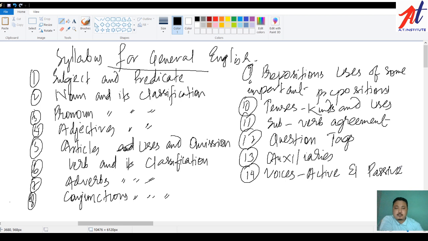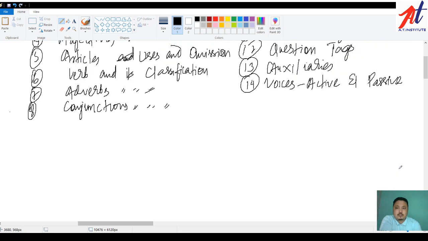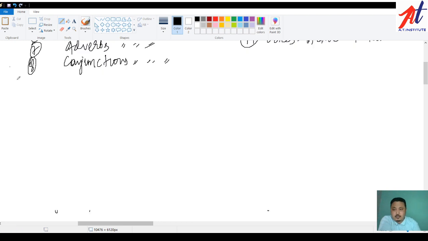Stop, please, to write. Or what you people can do is that you can take the screenshot as well. Okay, let us move on. So 14 we have written there. Let us start with 15.